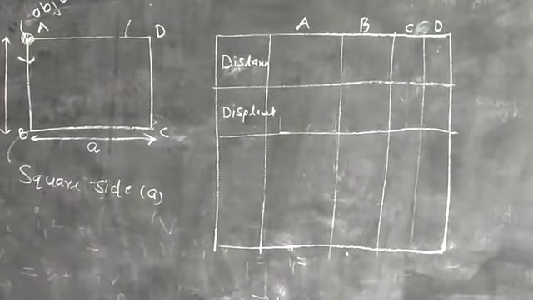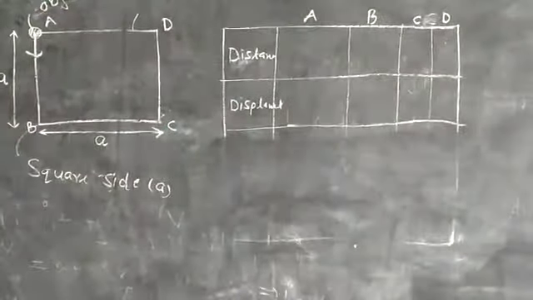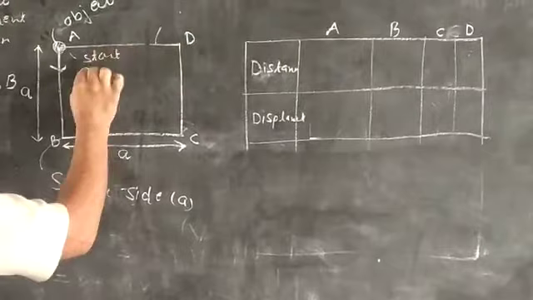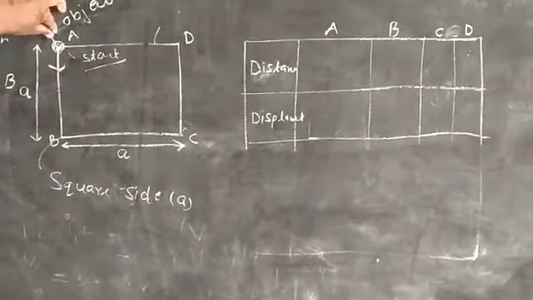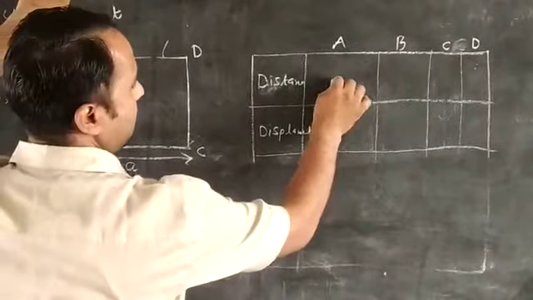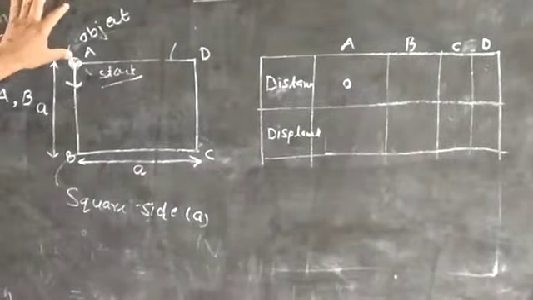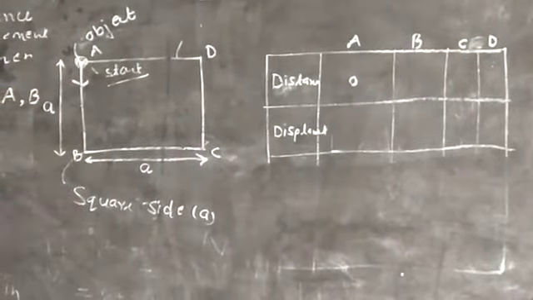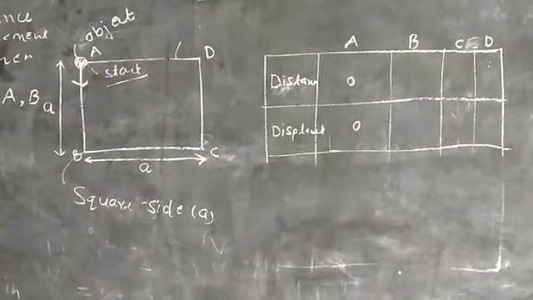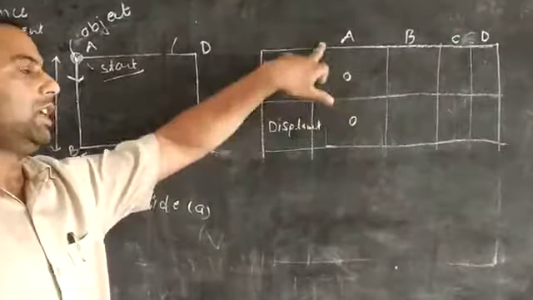Now we describe it simply. The particle starts from A, which is the starting point. Then the distance when the particle is at A is 0 because the particle starts from here, and the displacement is also 0 because the initial and final points coincide. So both distance and displacement are 0 at point A.